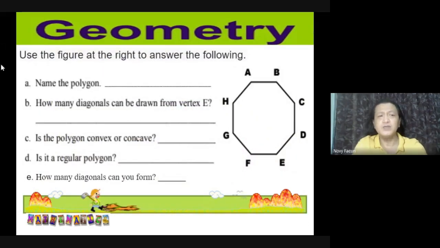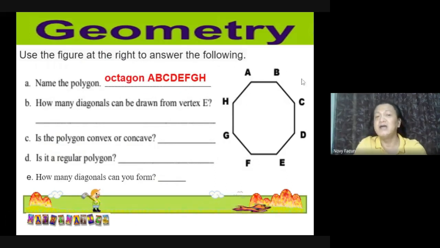And we use the figure at the right to answer the following. So name the polygon. Ano yung pangalan ng polygon natin nito? That is octagon ABCDEFGH. Kasi nga, 8 yung kanyang sides, kaya octagon. How many diagonals can be drawn from vertex E? Ibig sabihin, E. Kapag nag-draw ako ng diagonals, ilan ang mapo-form ko?